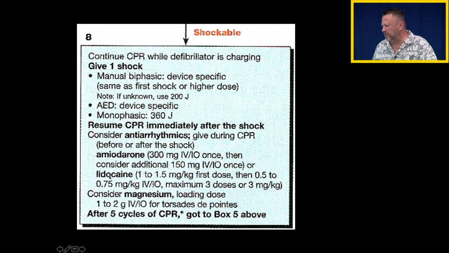Lidocaine is important to be able to use. Something that's down at the bottom of the algorithm is consider magnesium. I think this is safe. You can give magnesium pretty much anywhere in the algorithm, and unless they have some kind of magnesium toxicity risk, which is very rare, I would suggest that this belongs at the top of the algorithm.